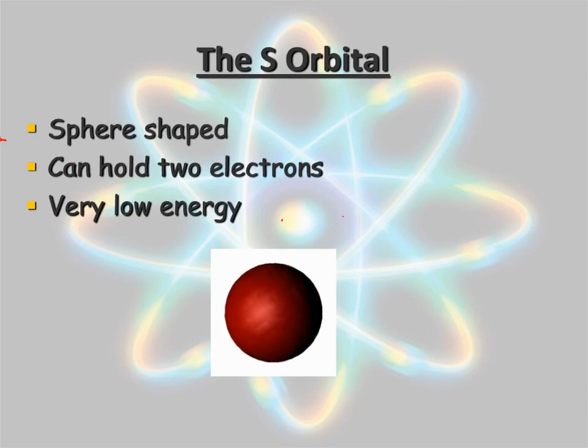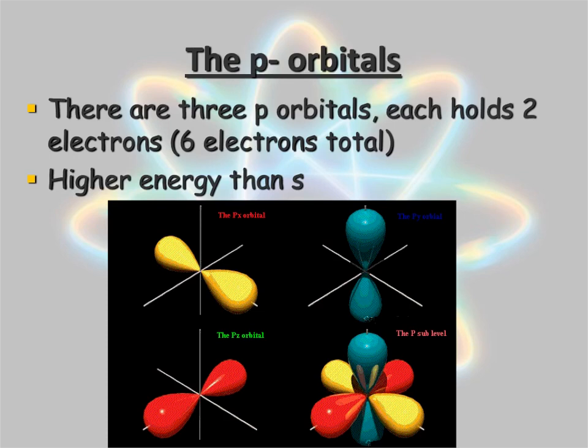All right, so the s orbital is the simplest. It's very low energy. It's the first orbital that an electron is going to pop into, and it is shaped like a sphere. It holds 2 electrons. All right, the p orbital, there are 3 of them.